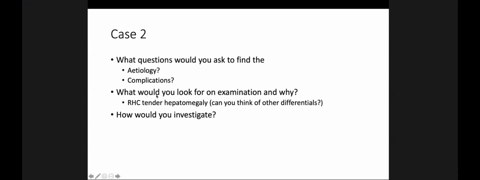Now, if you were to examine him, apart from his deep icterus, another physical finding you might expect is right upper quadrant tenderness with hepatomegaly. Now, why do you think that he will have hepatomegaly, and why will it be tender?